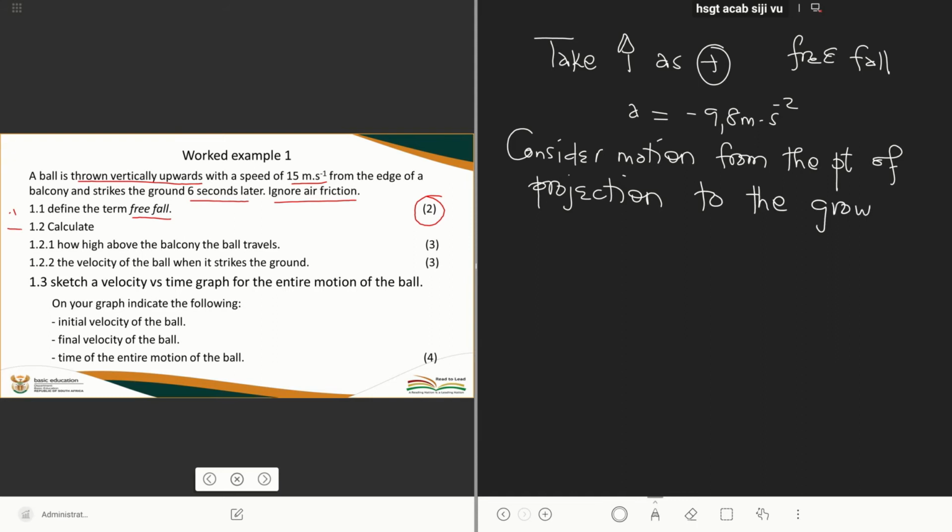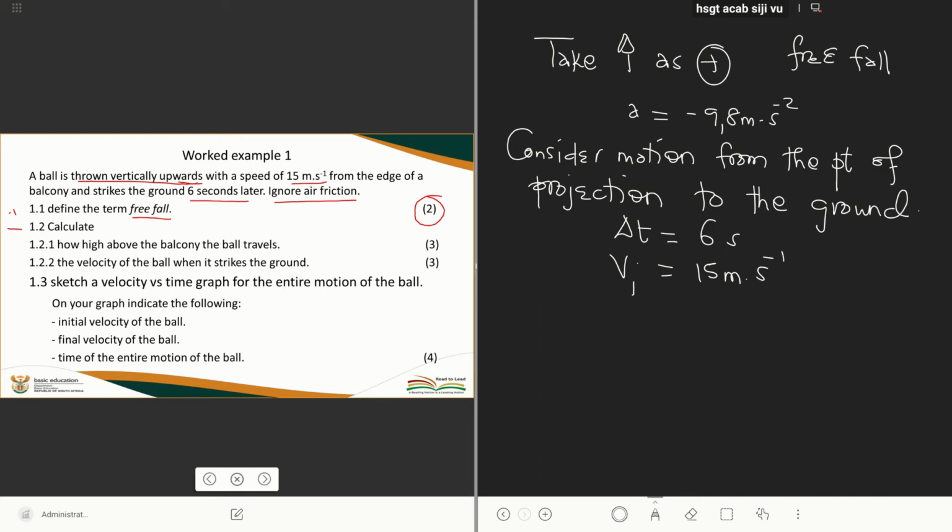Okay? So that's the entire motion of the ball, right? So it means then our delta t, for that sake, is going to be 6 seconds, okay? Right, what do I have? I'm also told how fast the ball was projected. In which direction was it projected? Upwards. And we said upwards is positive, meaning our initial velocity is equal to positive 15 meters per second.